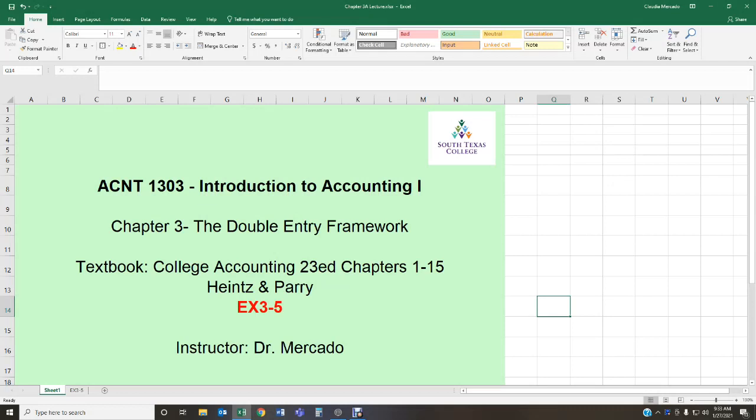This is going to be a continuation of chapter 3, which deals with the double entry framework. Okay, so we're going to continue to cover some of the problems that you're going to be seeing on your homework for chapter 3A. So let's go ahead and dive into this particular problem. We are going to be covering in this particular lecture exercise 3-5. Remember to have read the chapter before you attempt your assignments. That way you know what we're dealing with in respect to what is being covered in the problem.